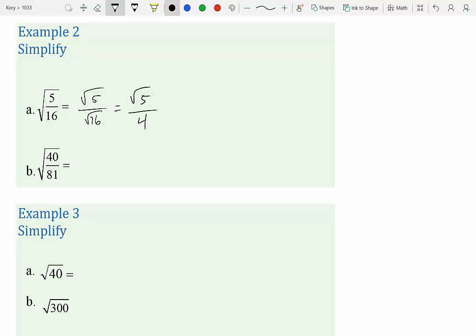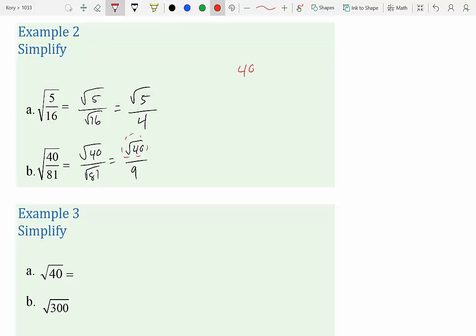Alright, moving on. We have the square root of 40 over the square root of 81. Oh excuse me, no, we can simplify that. The square root of 81 is 9. But there is one thing that we're going to start doing, which is simplifying some more when we can. And what that means is we can take 40.